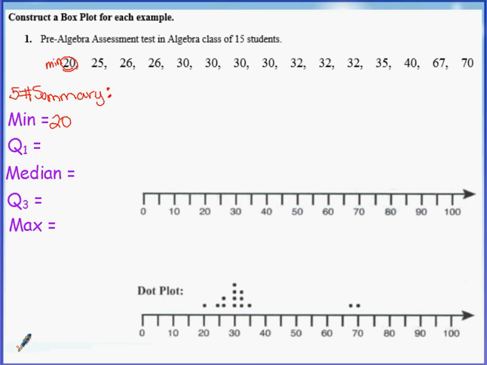Okay, now our maximum is pretty easy to find too. It's already in order. This would be my maximum value, so I'm going to label that as 70. Okay, now for the rest, we have to go a little bit out of order.